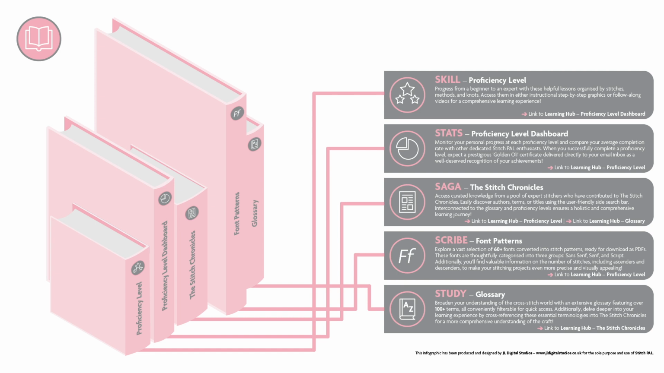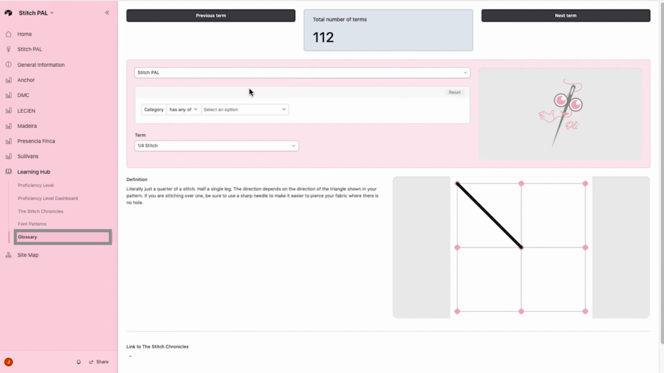The handy StitchPal short name for glossary is Study. Glossary can be found under the top level category Learning Hub and then Glossary as highlighted. The glossary is comprised of over 100 terms and split into the following categories for easy filtering: accessories, acronyms, brands, designs, fabrics, knots, measurements, methods, stitches, and threads.